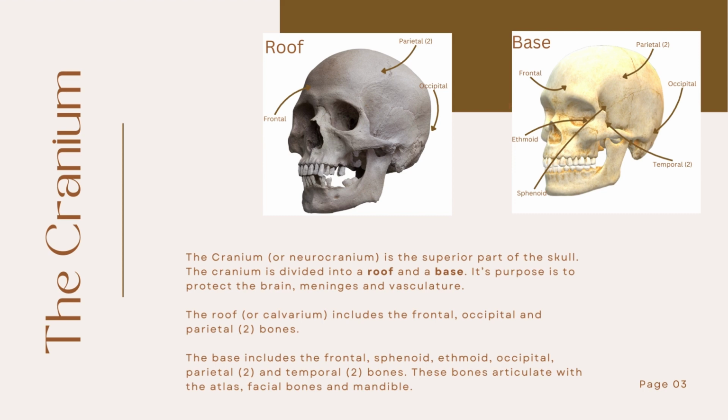Because this basically makes the base of the superior aspect of the skull, they articulate with the atlas, which is the first cervical vertebrae, the facial bones, which we will talk about later, and the mandible, which is the jaw. Again, everything annotated on the diagram.